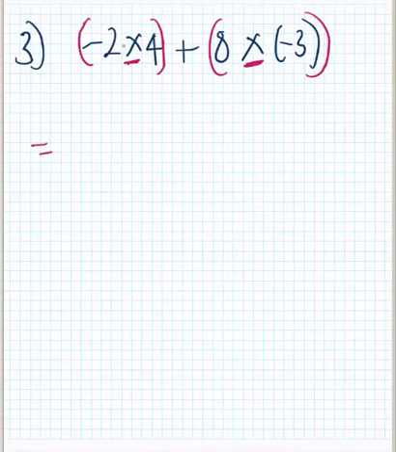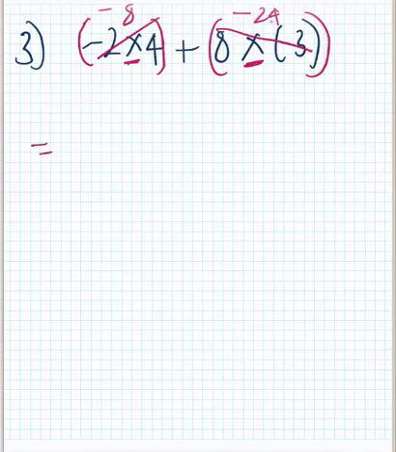So now work out what we get in each bracket. Work in this bracket first. -2 times 4. Well, we've got one negative, so it's going to be a negative. And 2 times 4 is just 8. So -8 in there. This one here, a +8 times a -3. Once again, we've got one negative, and 8 times 3 is just 24. And that's taken care of.